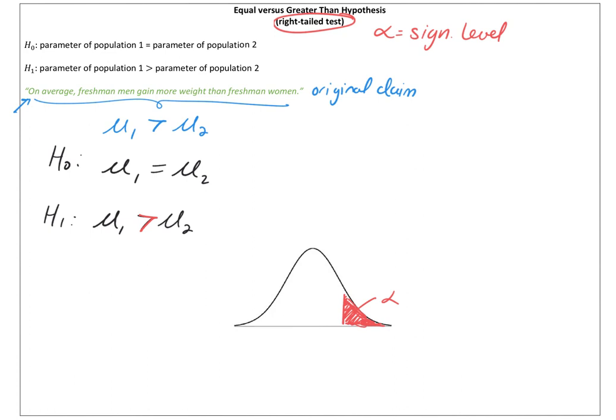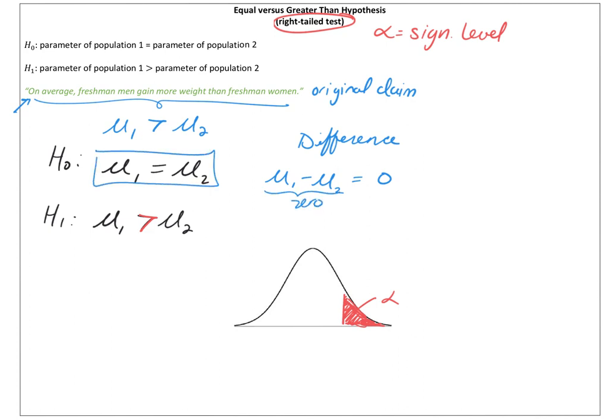Once again, if we're looking at the difference, we want to know, is there a real difference? This means that when I subtract the mean of the women's weight gain from the men's weight gain, if they really are equal to each other, we expect that difference to be 0. On our distribution here, if the null hypothesis value is true, we expect that to be at the center of our distribution where the difference is 0.